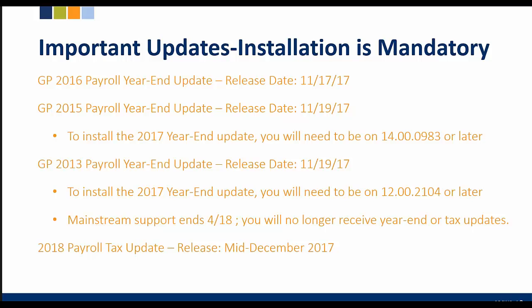And just so you know, if you are on GP 2013, you will need to be on version 10.00.2104 or later, which, if you installed the year-end update at the end of last year, you will be on that version. Same goes for GP 2015. To install the 2017 year-end update, you need to be on 14.00.0983 or later. Again, if you installed the year-end update last year for 2015, you will be on that version also.